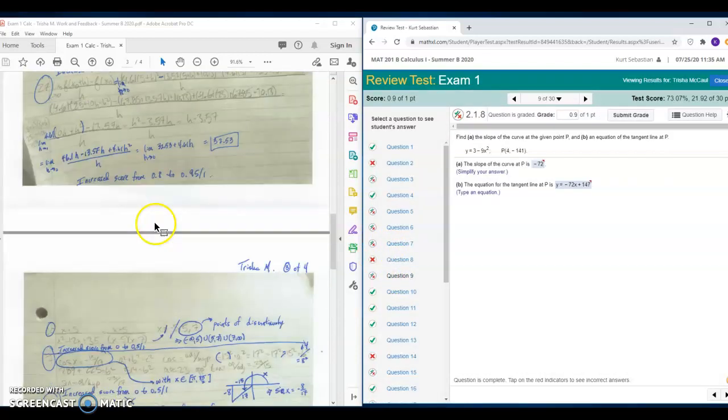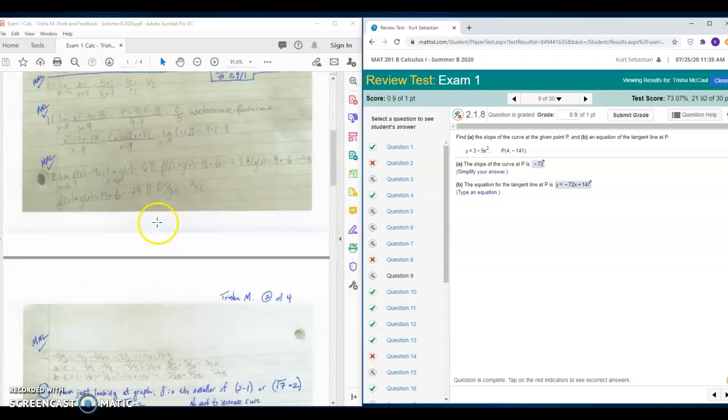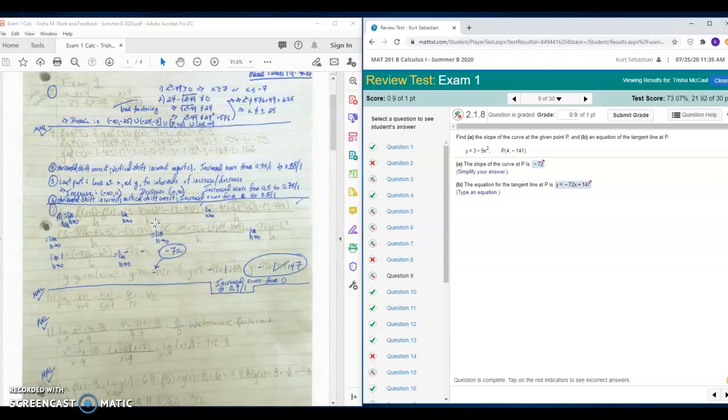Looks like we'll go back to the original front page, I think. Yeah, 9 right here. Okay, so 9 was you had to go through this work, which you were doing pretty good. And then you just dropped the minus sign somehow. So you added a minus sign here. I'm not sure what happened.